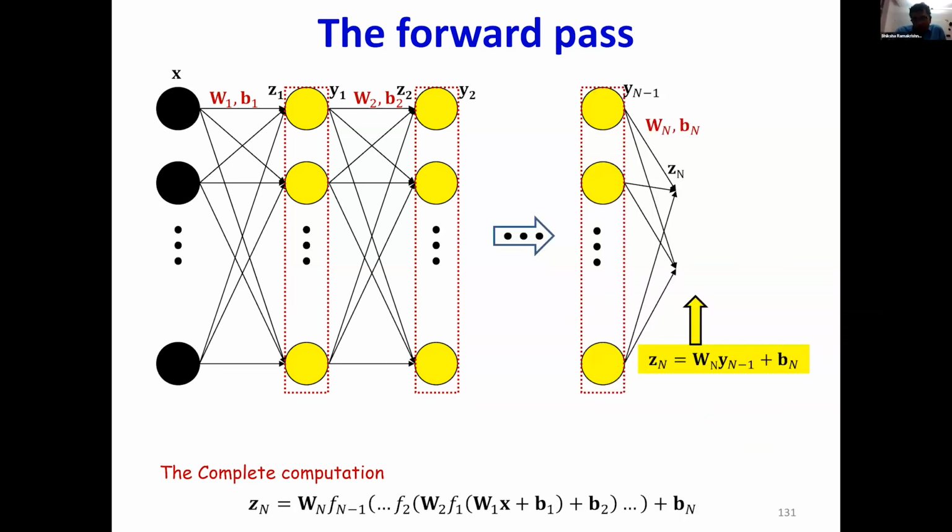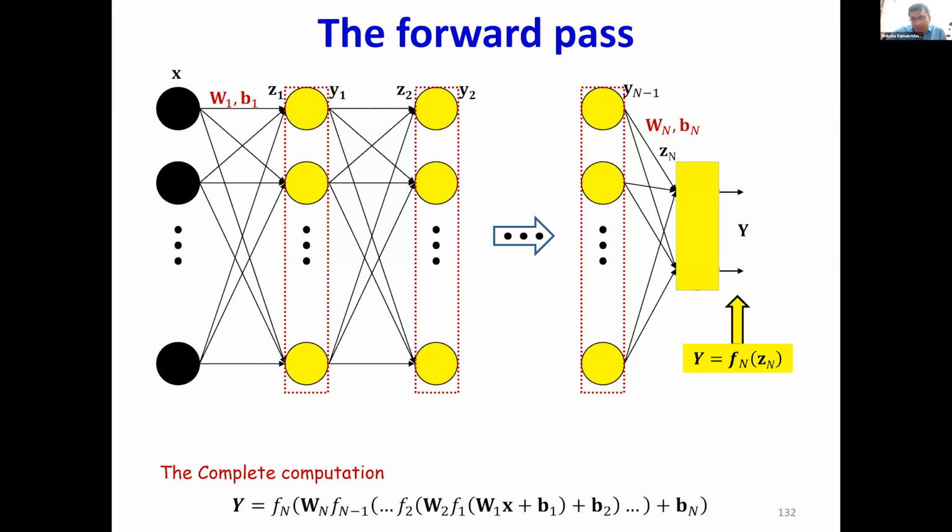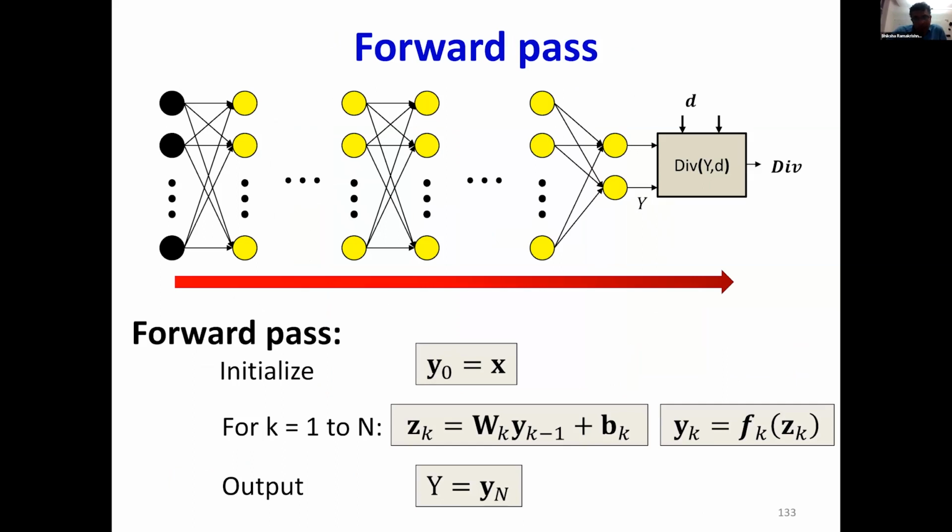And we can go all the way to the end, where you get Zn equals Wn Yn minus 1 plus Bn, and then you apply an activation. And since I'm writing the entire thing in vector format, you don't really distinguish between scalar and vector activations. It's just an activation function which could either apply individually to each Z or communally. And that's the output.